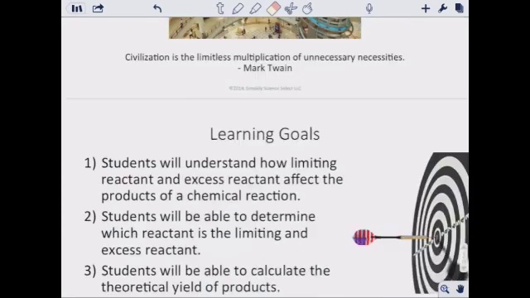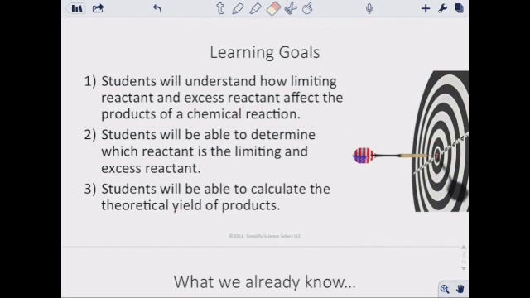So the learning goals from this. Students will understand how limiting reactants and excess reactants affect the products of a chemical reaction. Secondly, students will be able to determine which reactant is the limiting and excess reactant. And students will be able to calculate the theoretical yield of products. Essentially, we're going to start using our stoichiometry and applying it to chemical reactions and what actually takes place in the lab.